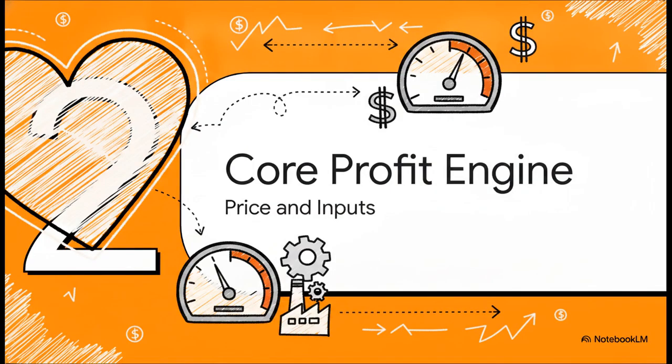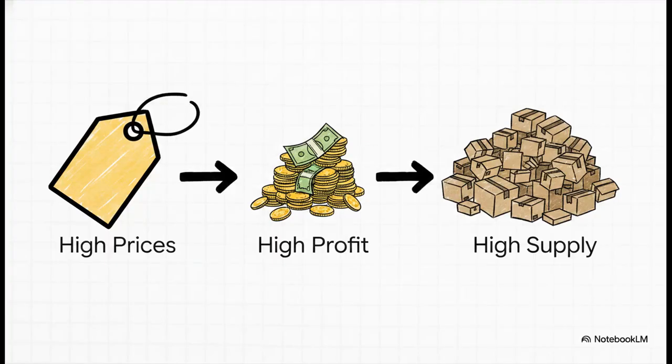Section 2. The core profit engine. Price and inputs. So here is the absolute golden rule of supply. A higher market price naturally motivates suppliers to offer a larger quantity for sale. Why is that? Well, assuming the cost to produce an item stays the same, a higher price tag instantly yields a higher per-unit profit margin. It's simple, right? Producers are super motivated to sell more when the price is high, and they instantly pull back when the price drops.